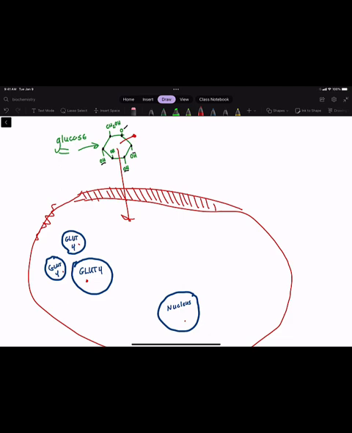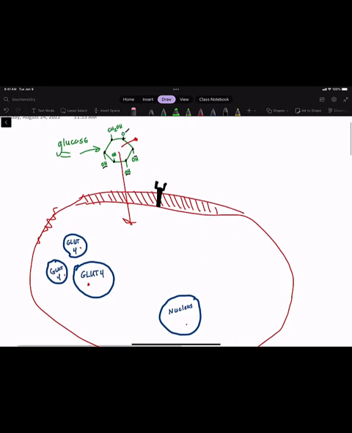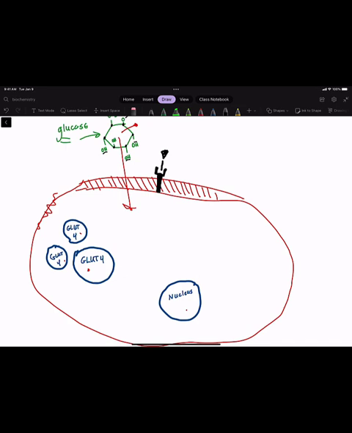Well, when we're talking about glucose, we have a receptor in the membrane, and the receptor is a protein. We're going to call this the insulin receptor. We know that for glucose to get into this cell, insulin has to bind to this receptor. And when insulin binds to this receptor, a lot of stuff happens in the cell. There's a lot of different things that are phosphorylated and activated and turned on.